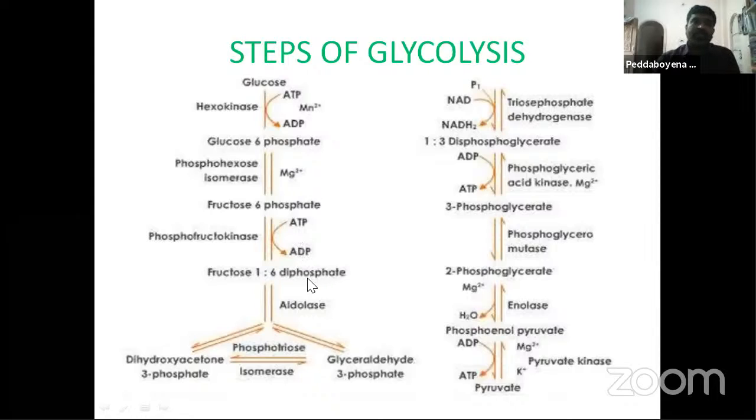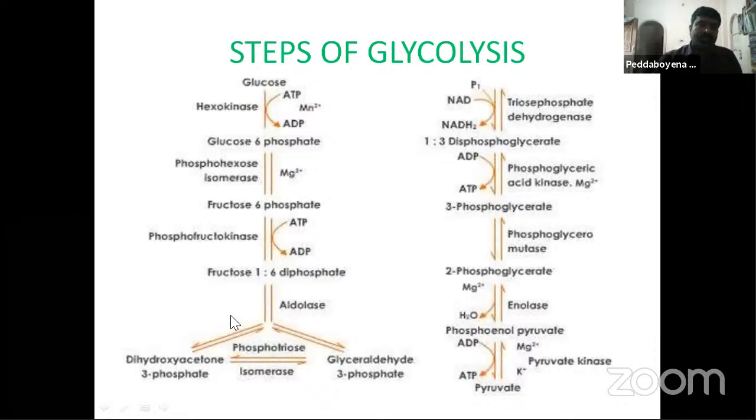So here fructose 1,6 bisphosphate is formed. Next, clearly observe that fructose 1,6 bisphosphate is there. How many carbons? All of these compounds contain six carbons, only one molecule. So here, carefully, from here.